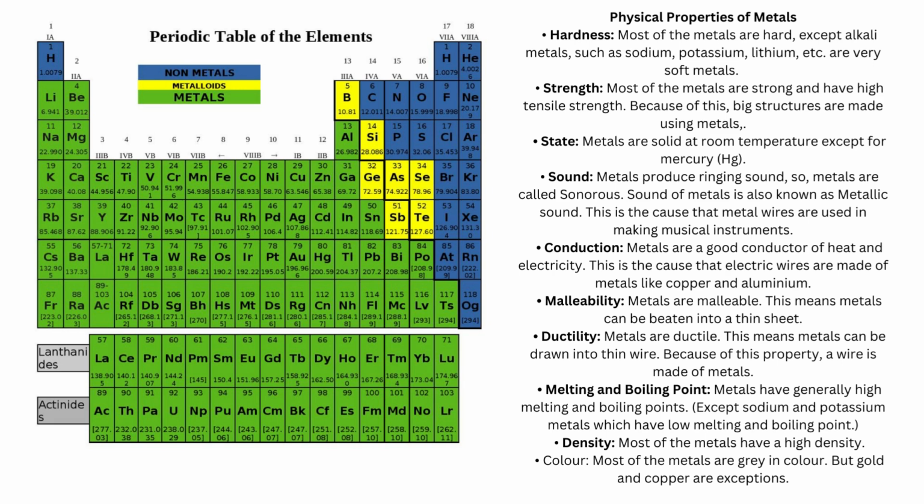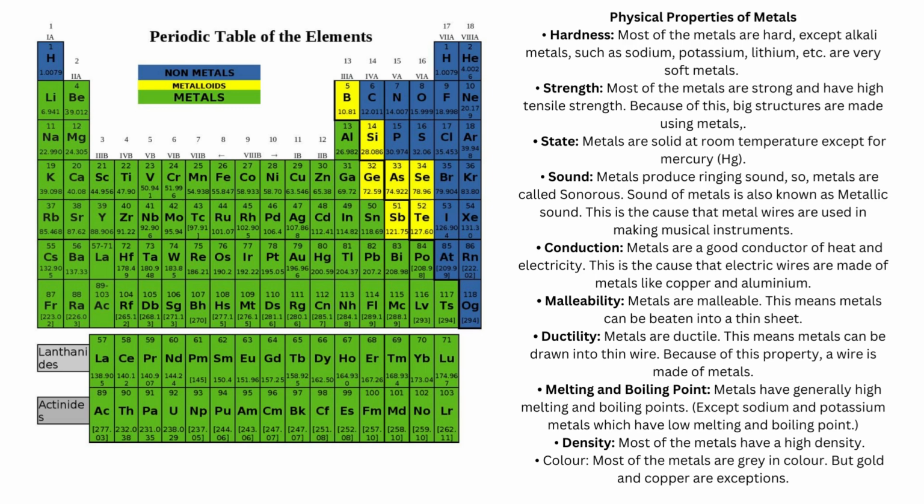Sound: metals produce a ringing sound, so metals are called sonorous. The sound of metals is also known as metallic sound. This is the cause that metal wires are used in making musical instruments. Conduction: metals are good conductors of heat and electricity. This is the cause that electric wires are made of metals like copper and aluminium.